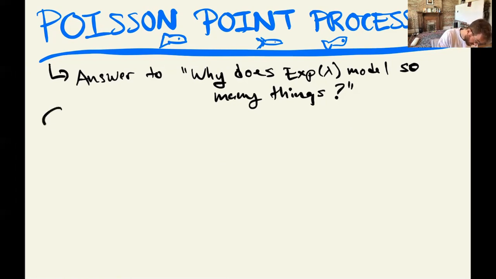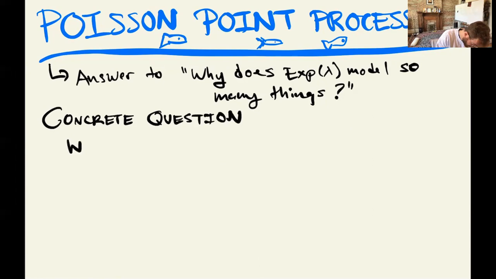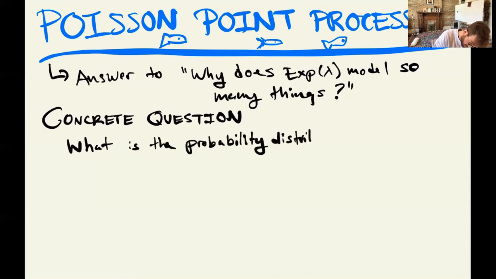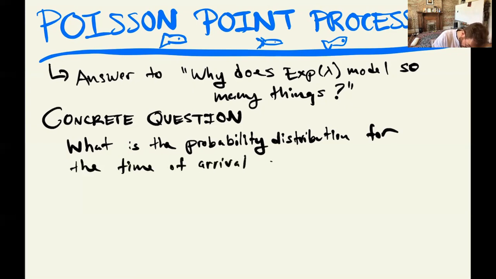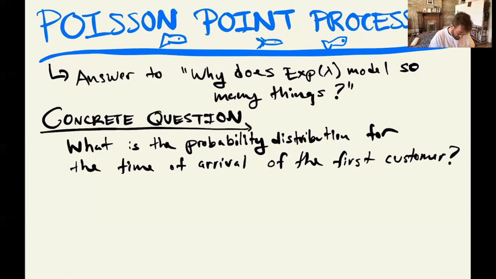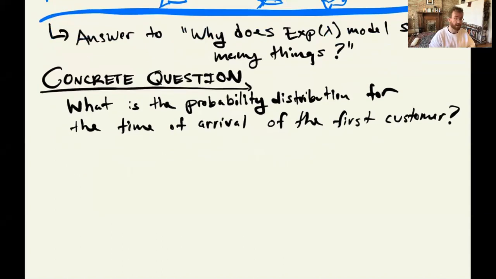All right, so here's our concrete question. What is the probability distribution for the time of arrival of the first customer? So that's going to be our concrete question.